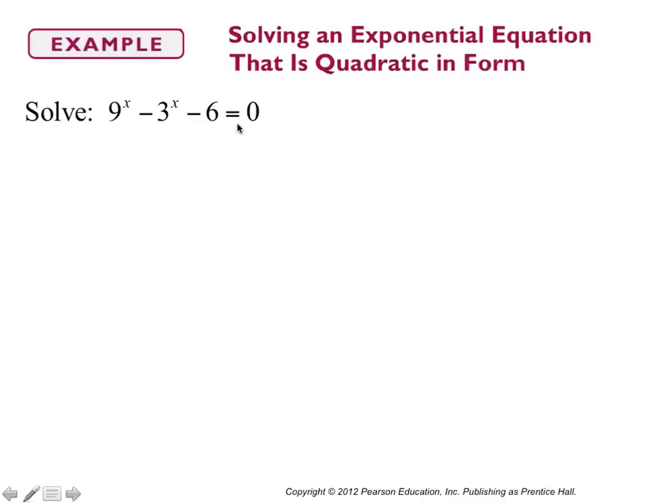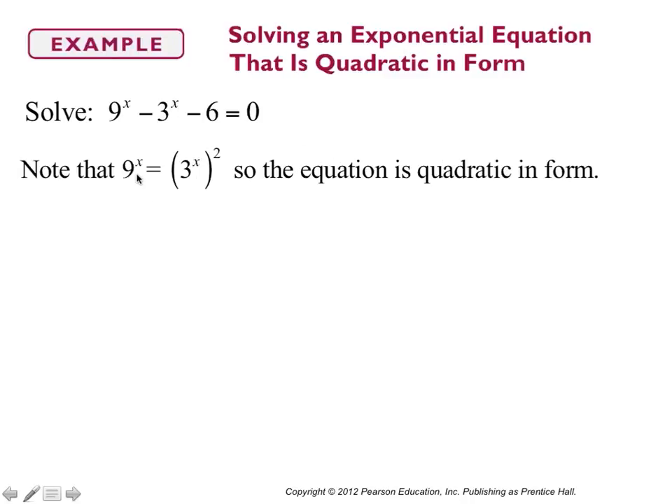All right, now let's take a look at something that's in quadratic form. So we have 9 to the x power minus 3 to the x power minus 6 equals 0. It's important to note that 9 to the x power is just going to be 3 to the x power squared. So this means that the equation is actually in quadratic form. So what we're going to do is let u equal 3 to the x power, which would mean that u squared would be 9 to the x power. So instead of 9 to the x power, we have u squared. Instead of 3 to the x power, we just have u, and then we just have minus 6.